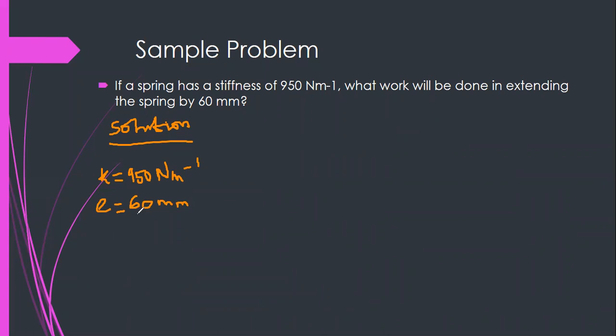And then to do that, we will say that 1 meter equals 1000 millimeter, right? So we divide 60 divided by 1000 millimeter. So when you say 60 divided by this, what do we have? You should have 0.06 meters. So this is the extension here.